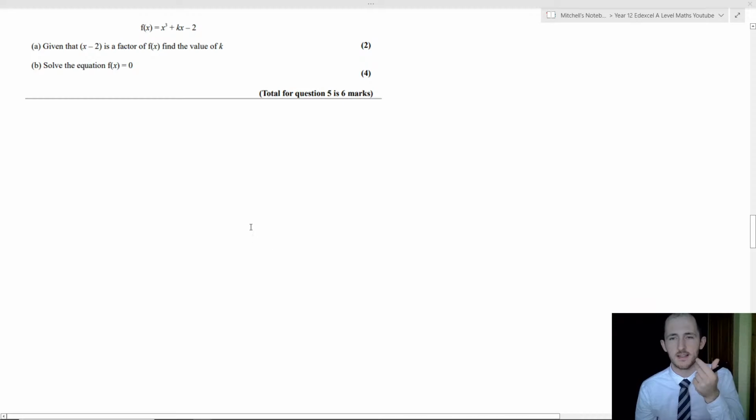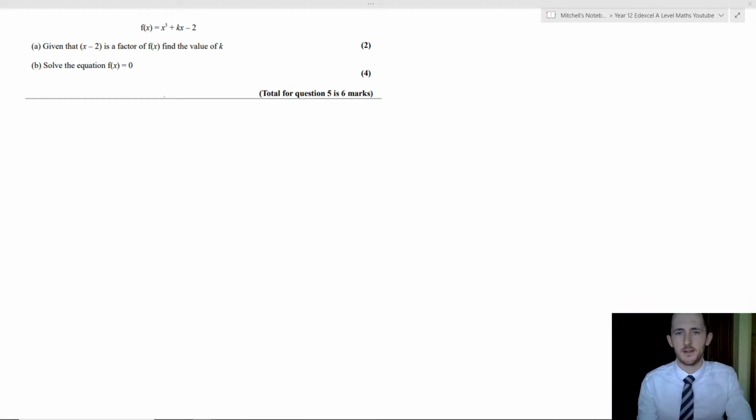And again, as you can see, the question's getting a bit more simple in its language. Okay. Part A. Given that x minus 2 is a factor of f of x, find the value of k. So what I'm subbing in is f of 2, and that should equal 0.